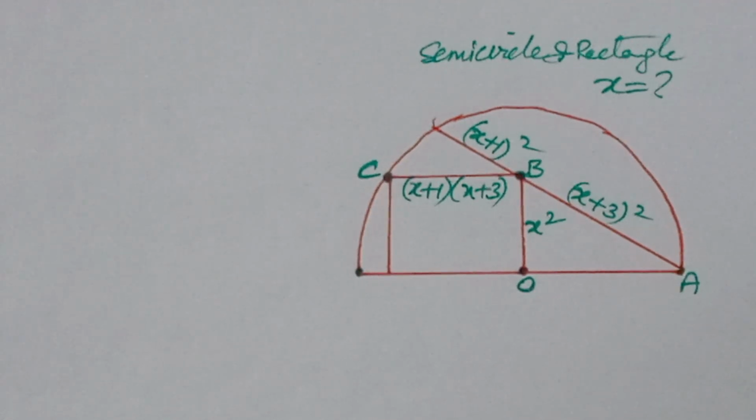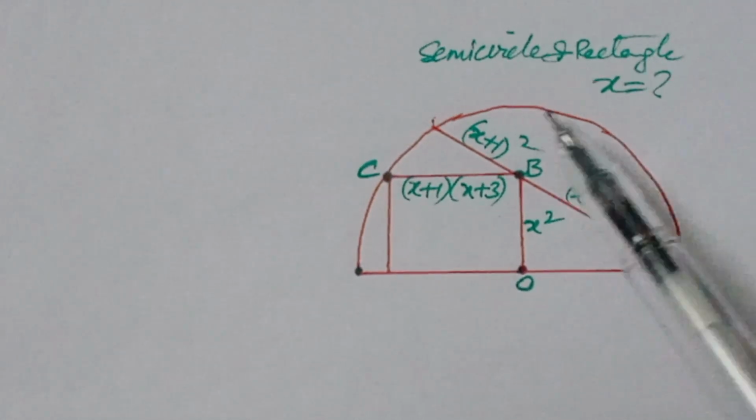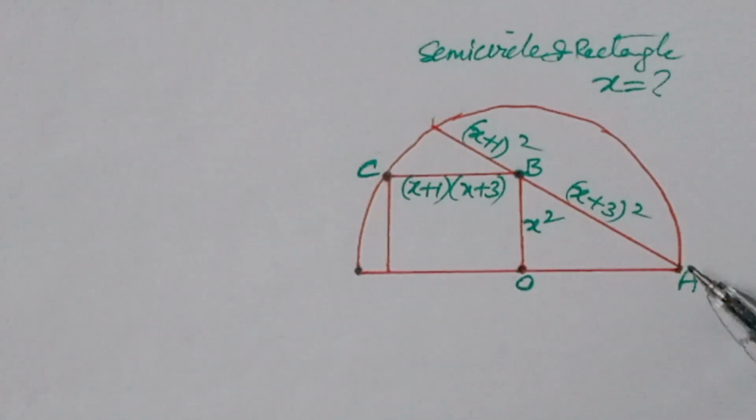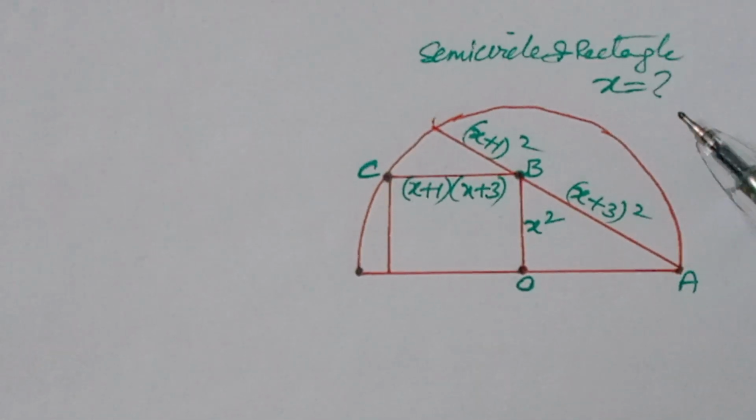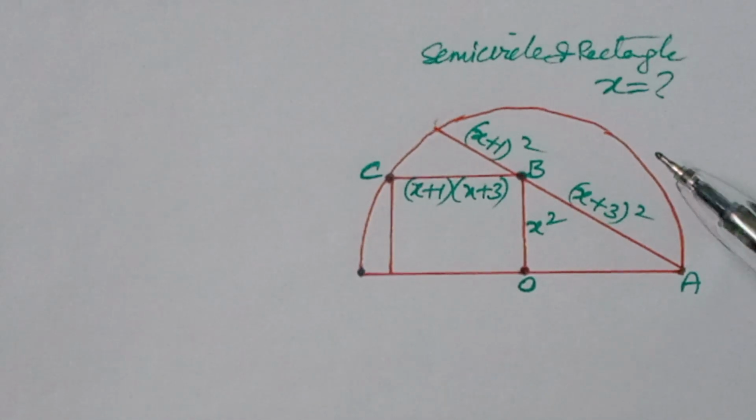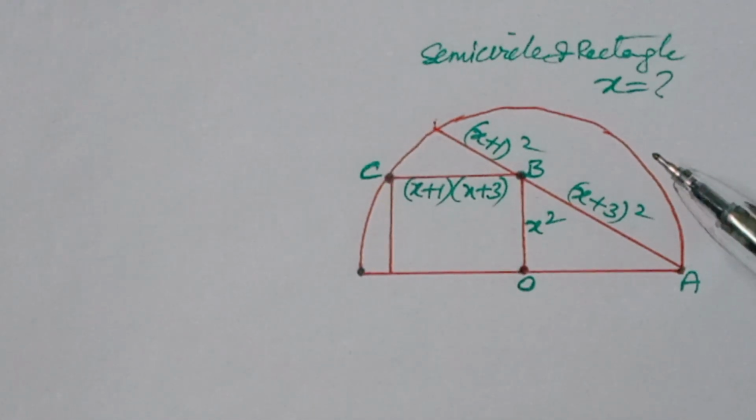Today we are looking at a max geometry problem. The question: given a semicircle inside a rectangle, with one chord, you have to find the value of x. Before starting, pause the video for 10 seconds and try it.